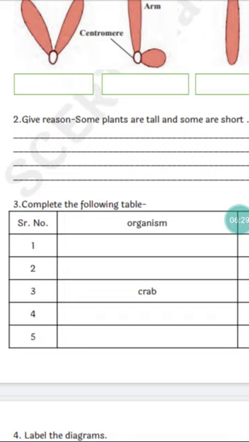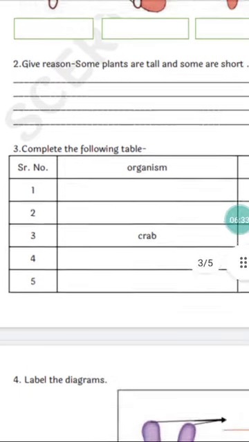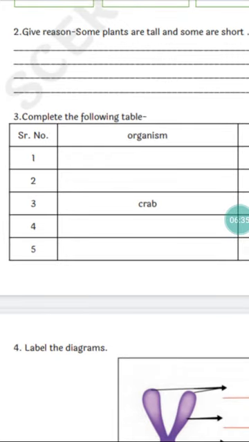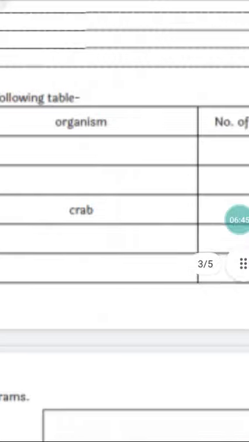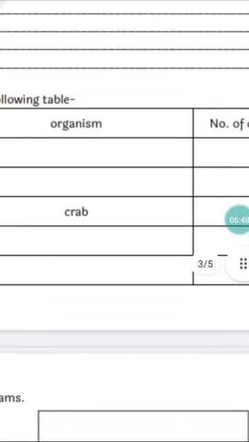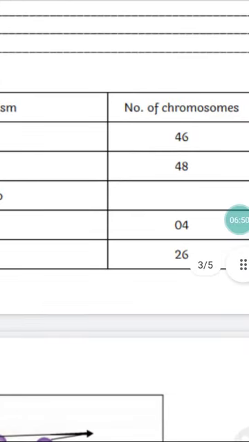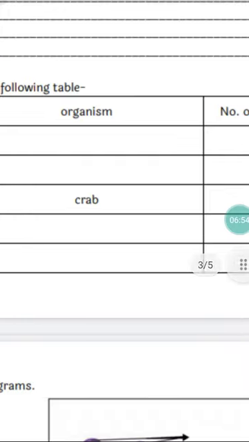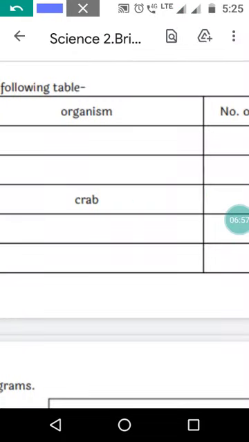So tallness and shortness are the characters which are inherited from their parents. And then the table is given. For this table you can refer to page number 181 of the textbook. The organism and the number of chromosomes are given. So 46 chromosomes, they are present in which organism? The 46 chromosomes are present in a human being.